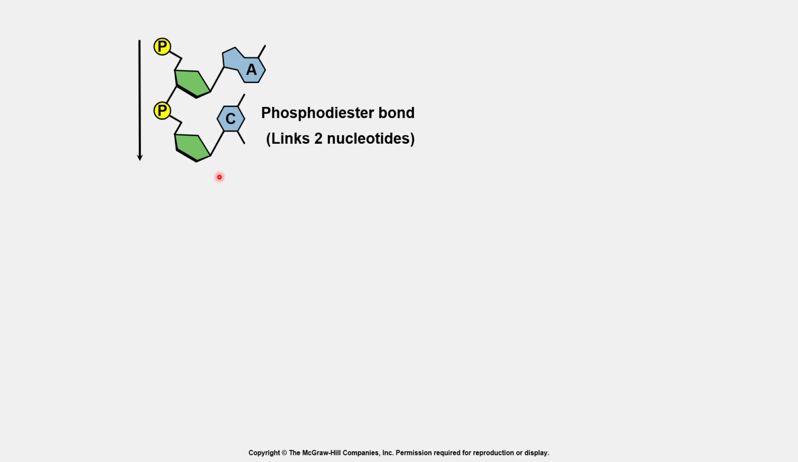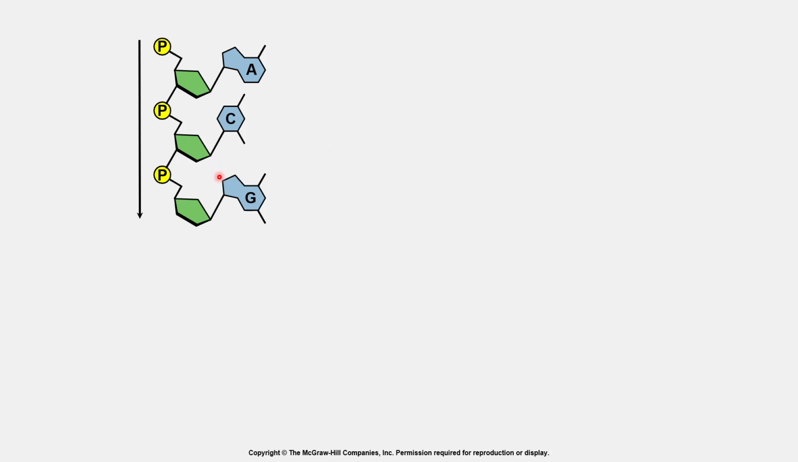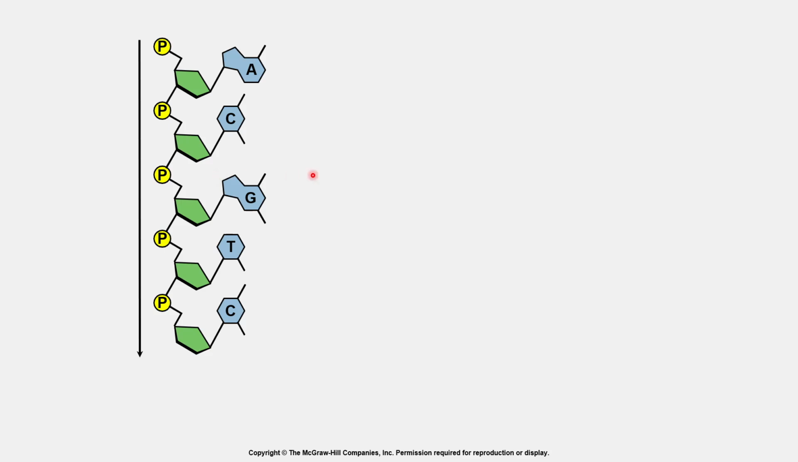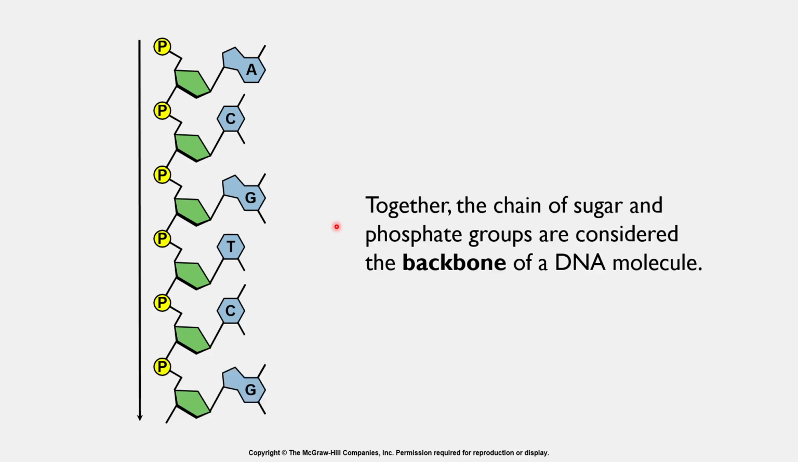And if we keep building this out, then eventually we get something that looks more like one strand of a DNA molecule. And once again, we can see that the phosphate groups and the sugars are all identical across each nucleotide. The nitrogenous bases vary. We've got adenine, cytosine, guanine, thymine, but the sugar and phosphate group are always the same. And so this alternating chain of sugar and phosphate groups is called the backbone of the DNA. So what you're looking at here now is one full strand of a DNA molecule.